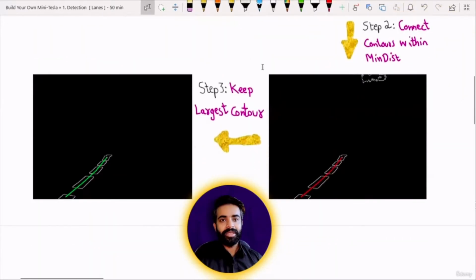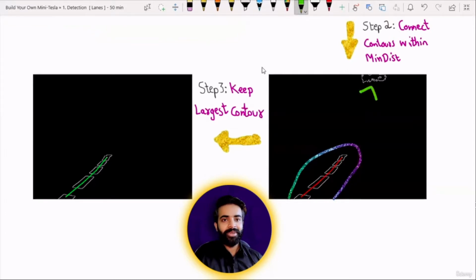So the next step was to connect all the contours that are closer than the minimum distance. For example, all the mid lane patches like right here will get connected, but this contour right here will get disconnected from the mid lane patches as it is farther than the minimum distance. So after applying this step, which proved to be a crucial step, we get the largest contour being the mid lane patches connected to each other. So the last step was obvious, to keep the largest contour as it was the mid lane estimated trajectory.